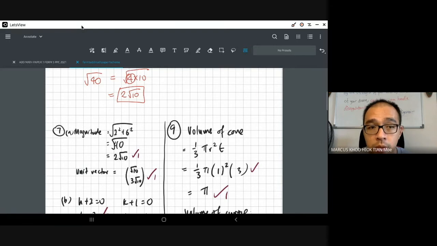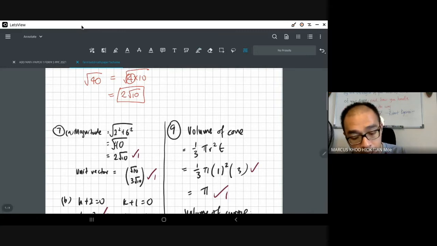Itu kita mesti mau. There are some people who wrote square root of 40 is 6.324. So the magnitude is, ada orang ini tulis dia begini, 6.324.